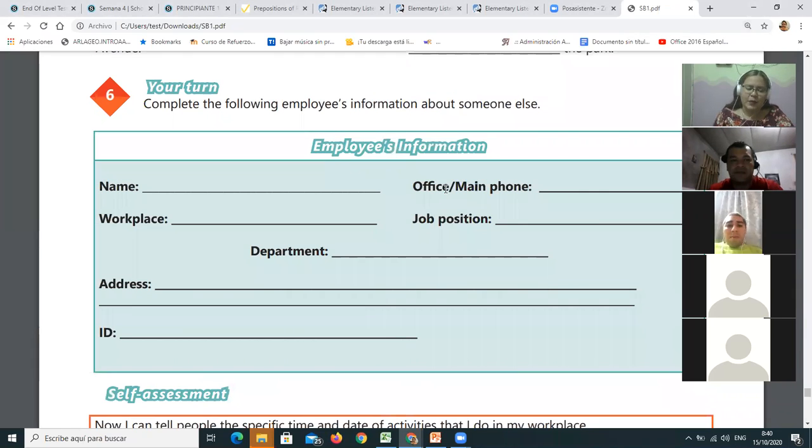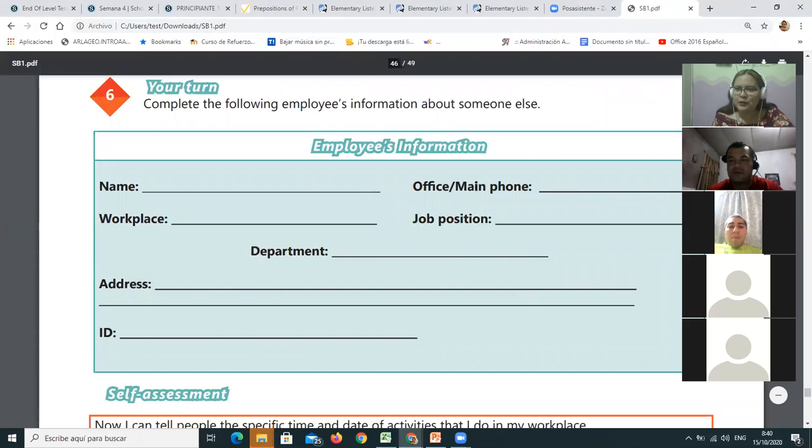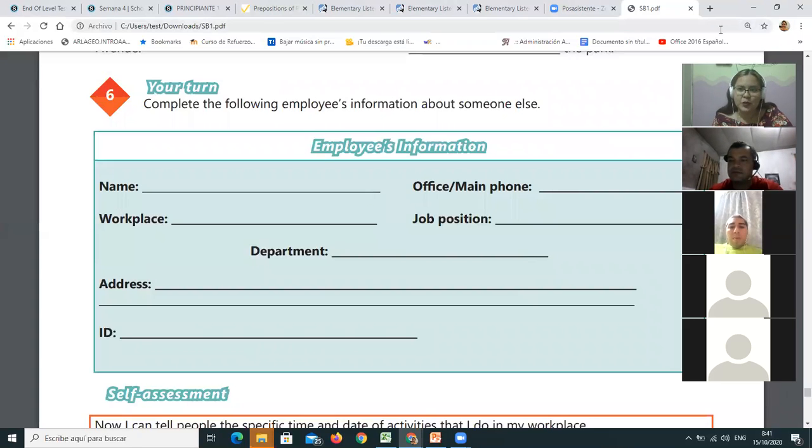Imagine you are having an interview with Eunice and you want to make some questions to her. So we are going to talk about the name, the workplace, the phone number, the job position, the department, and the address. So, Eunice, let's work with Ever. Ever is going to make some questions to you, and you can also make questions to Ever. Imagine you are in an interview, okay?